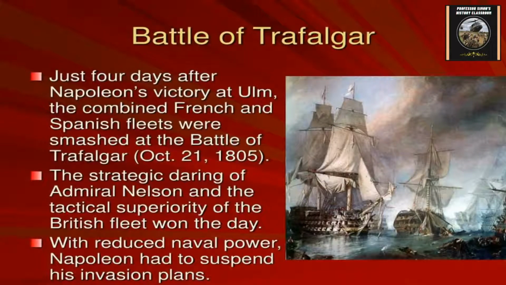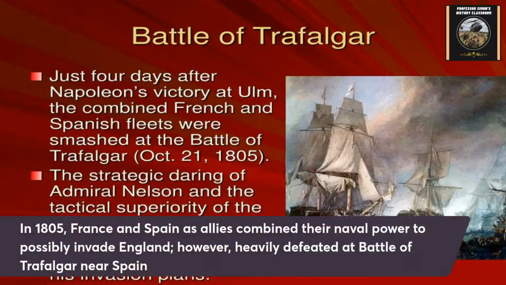And neither of those really panned out. And so his other option was to combine the French and the Spanish. I think Spain was still supportive of France at that point, 1805, the Bourbons. And so anyway, they combined their naval forces, and they were going to try to take control of the English Channel and then maybe take England after that.